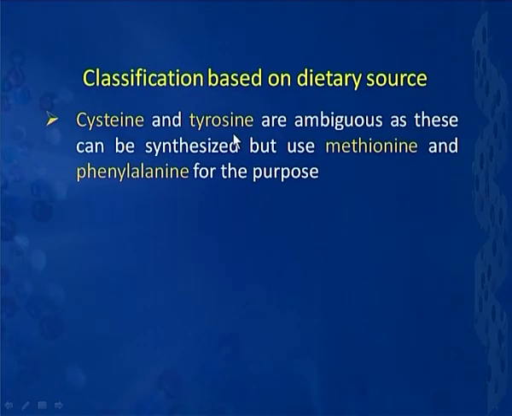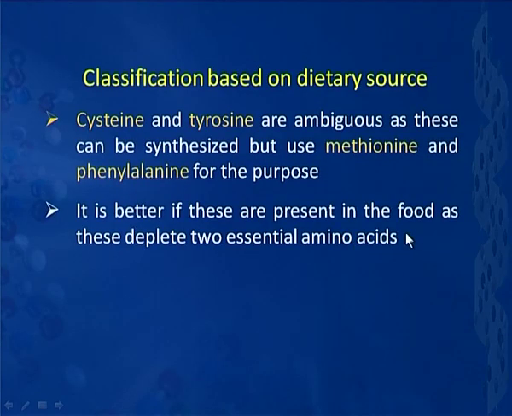Before I move to the third category, let me make a mention of 2 very important amino acids, cysteine and tyrosine. They are very ambiguous in terms of the classification we are talking about, because these can be synthesized in the body, there is no problem on that, but they consume, that means cysteine to be made uses methionine, but tyrosine uses phenylalanine. That means we need phenylalanine to prepare tyrosine, and these two amino acids, methionine and phenylalanine, happen to be essential amino acids.